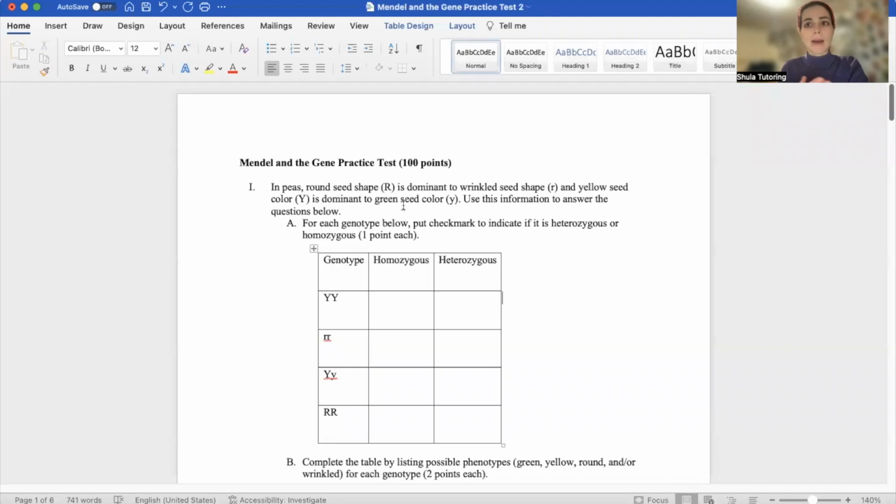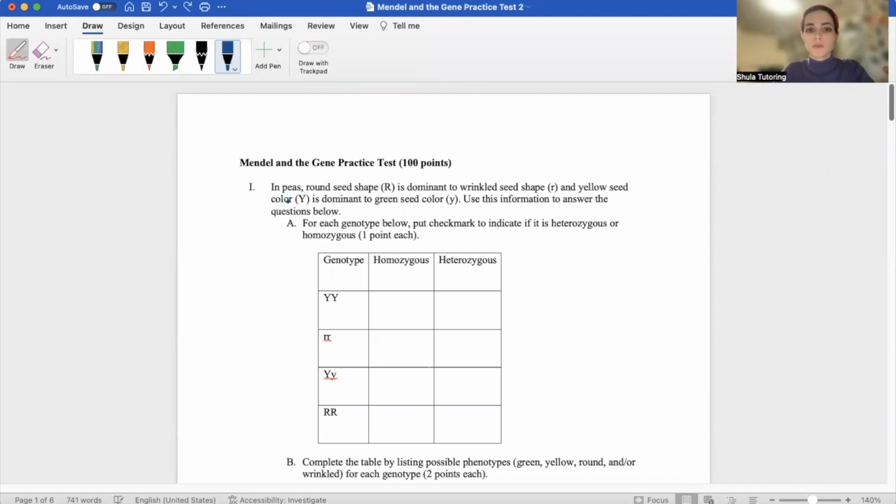The test that I will complete as I'm explaining this material is in the Microsoft Word format. The test that you will download is a PDF, but the questions are the same. Okay, so let's start from the first question.